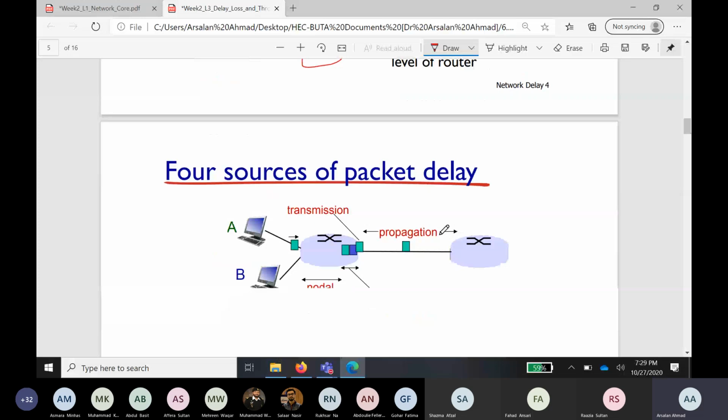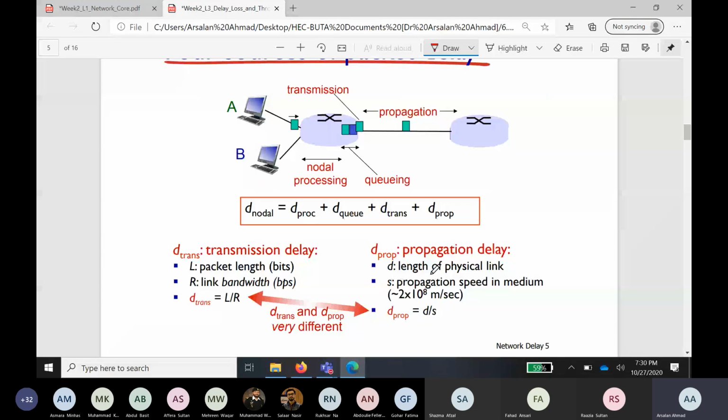We have the transmission delay, which is L by R. We just discussed it in the previous slide. L is the length of the packet, R is the rate of the link, and then we have the propagation delay, which is the time required. Students do sometimes confuse transmission and propagation delay. So let me give their definitions, and then on this slide I will illustrate using my mouse as an example. Transmission delay, I already gave the definition.